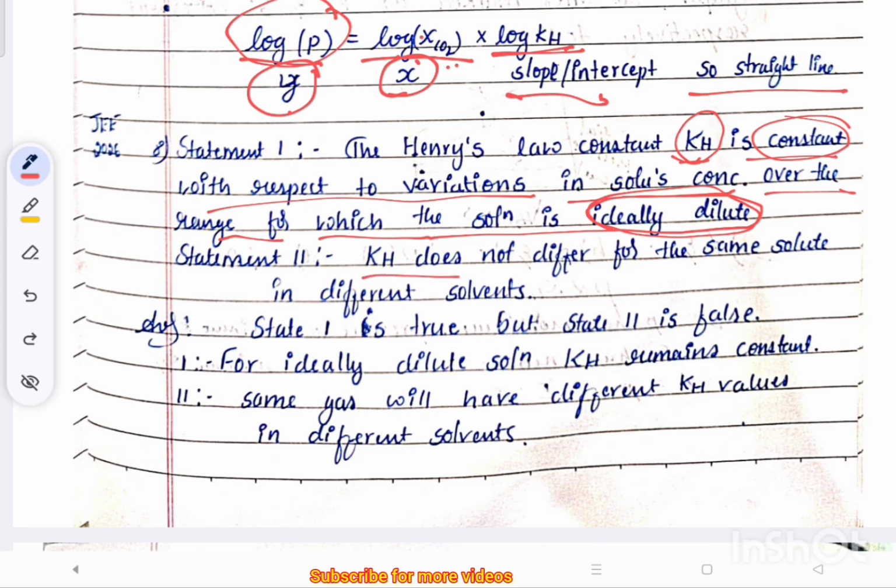Second statement: KH does not differ for the same solute in different solvents. But I already gave 4 points at the end of that video. KH value will differ for the same solute in different solvents. So statement 2 is false. Statement 1 is correct. I told you this one also: in an ideal dilute solution, the KH value will be constant. Okay, statement 1 is true, but statement 2 is false.